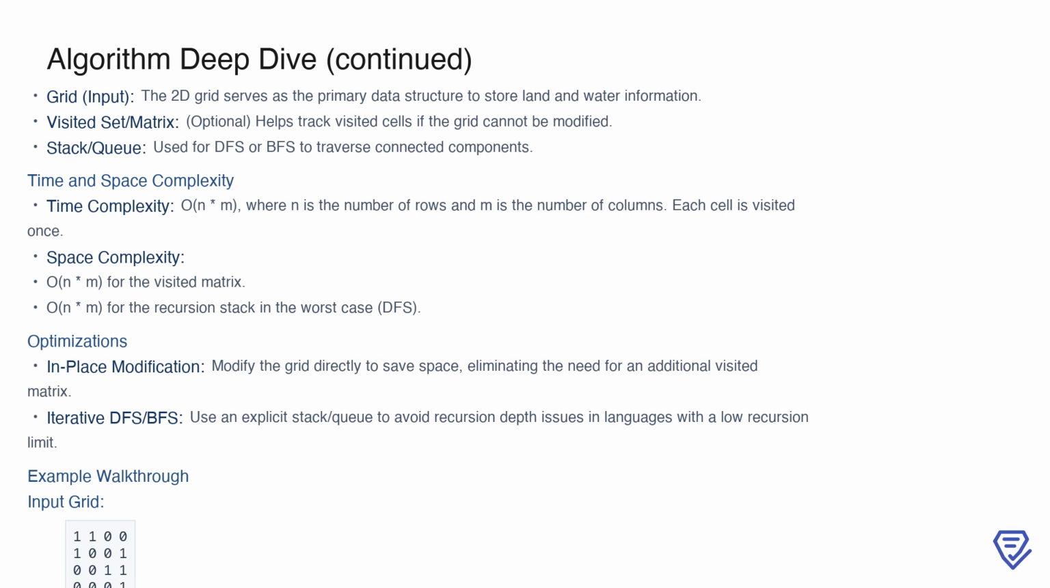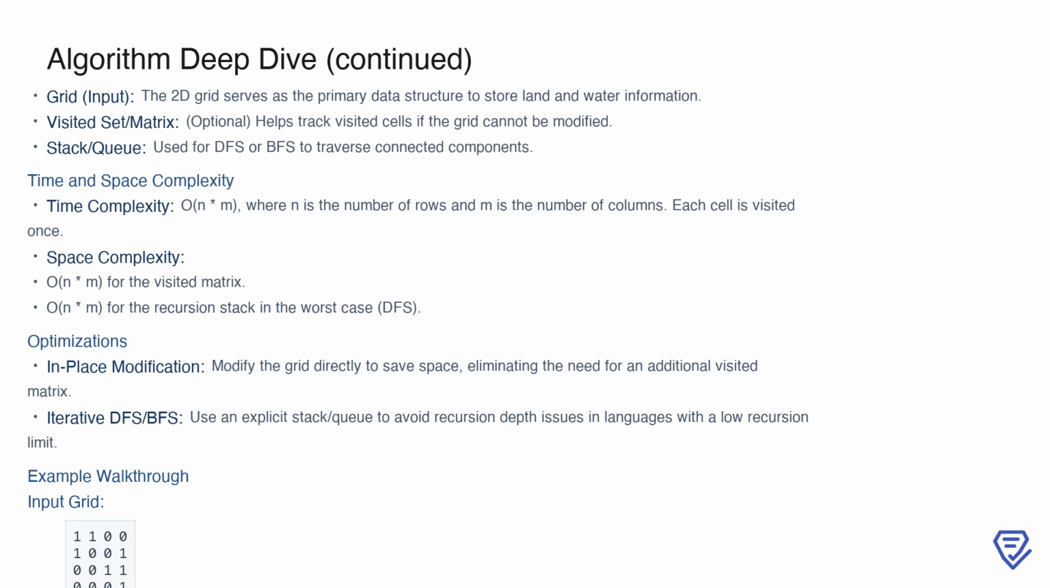The time complexity is O(n*m), where n is the number of rows and m is the number of columns in the grid. This is because each cell is visited exactly once during the traversal. The space complexity depends on the implementation. If we use a visited matrix, it requires O(n*m) space. Additionally, the recursion stack for DFS can take up to O(n*m) space in the worst case, such as when the entire grid is one large island.